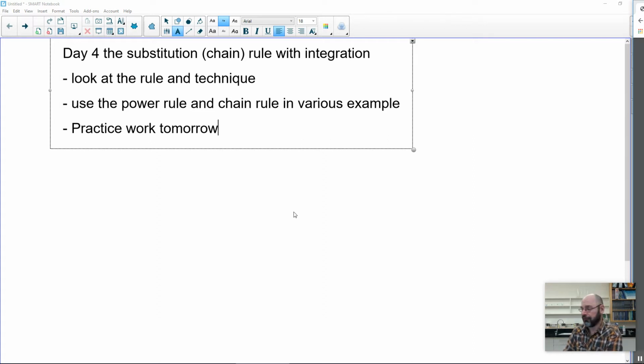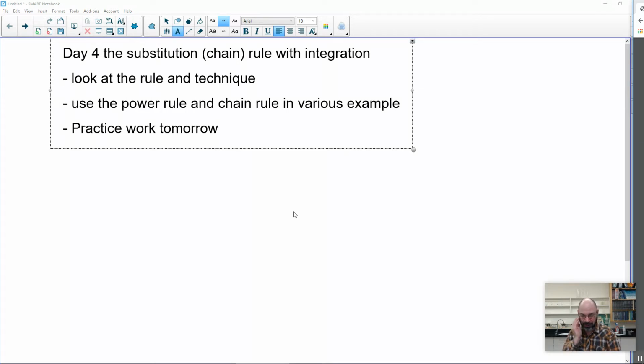Morning, afternoon, or evening. Okay, so today in day 4, we're still looking at integration, and we're going to add in the more complex parts of integration now, still using indefinite integrals. And that is called the substitution or chain rule with integration. So we're going to look at that technique today, how we use it, and what are the steps that we follow to complete the chain rule or substitution rule, as I like to call it, and use that in combination with what we've learned already with the power rule to do some examples and then practice for tomorrow.